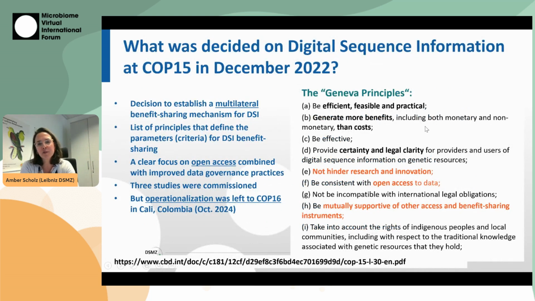And in December of 2022 at COP15, in parallel to the DSI negotiations, the Kunming-Montreal Global Biodiversity Framework, also abbreviated as the KMGBF, was negotiated. And this is sort of what I had alluded to in the introduction talk, where the Aichi targets were negotiated with the Nagoya Protocol.